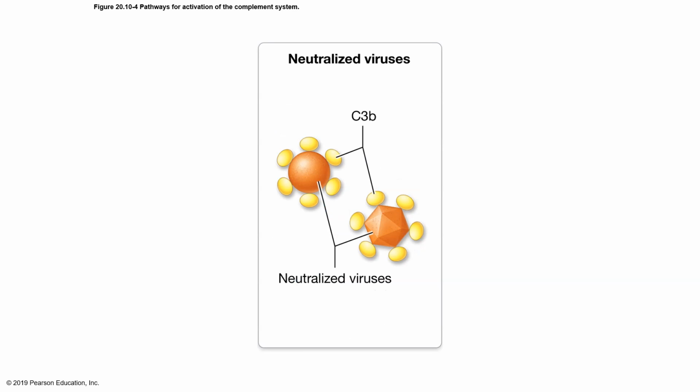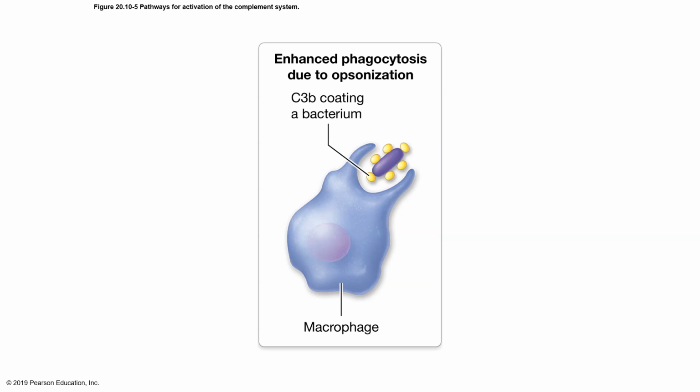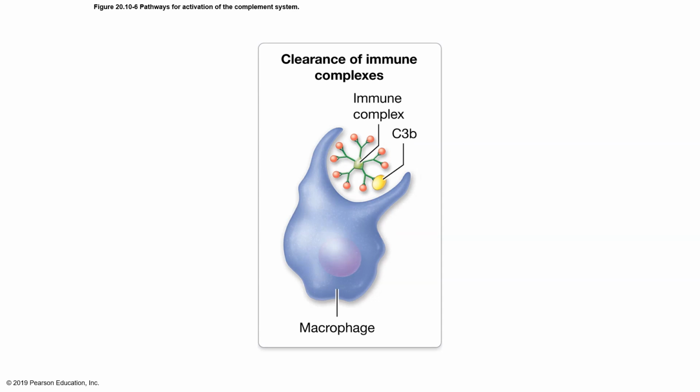And then C3b also can coat viruses and neutralize the virus, protecting them from healthy cells. It enhances opsonization. Opsonization means coating the bacterium with this complement protein, C3b, and that makes the macrophage able to recognize this rod-shaped bacterium so that it can be ingested more easily. And finally, clearance of immune complexes, also by the attachment of C3b protein. So those are all the different activities of your complement protein.